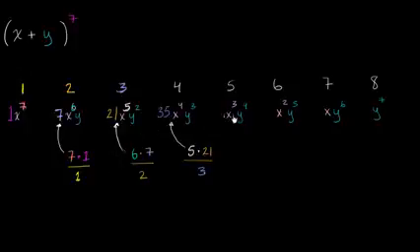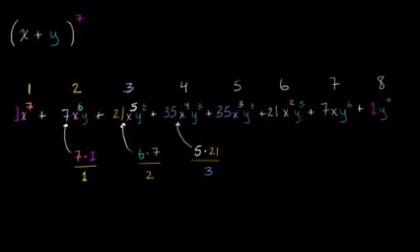5 times 7. And we can keep going, or we can recognize that there's a symmetry here. If this is 1, then the last term is also going to be 1. If the second term is 7, then the second to last term is 7. If the third term is 21, then the third term from the last is 21. And then if the fourth term is 35, then the fourth from the last is 35. And just like that, we have figured out the expansion of x plus y to the 7th power. Pretty neat in my mind.